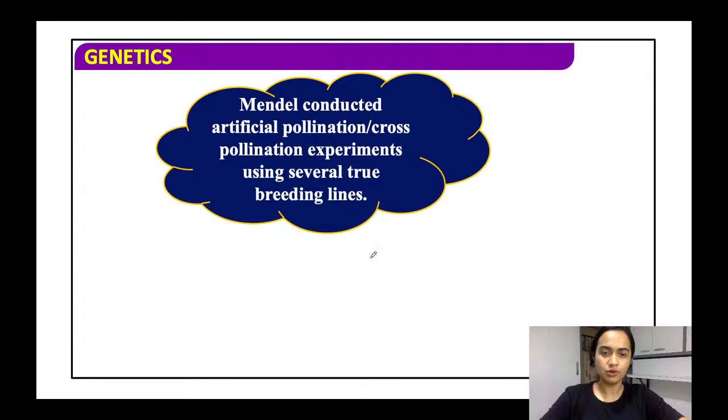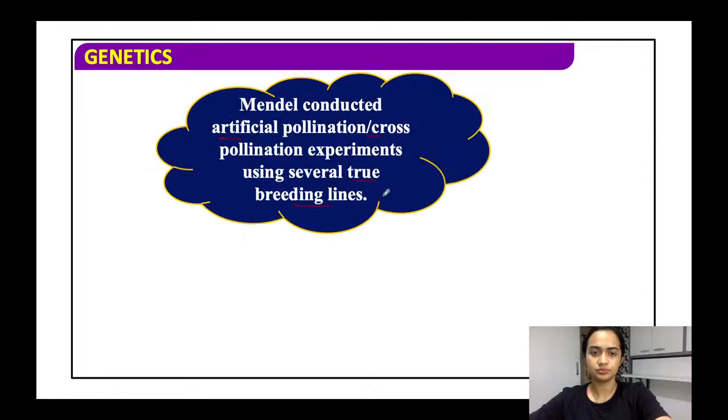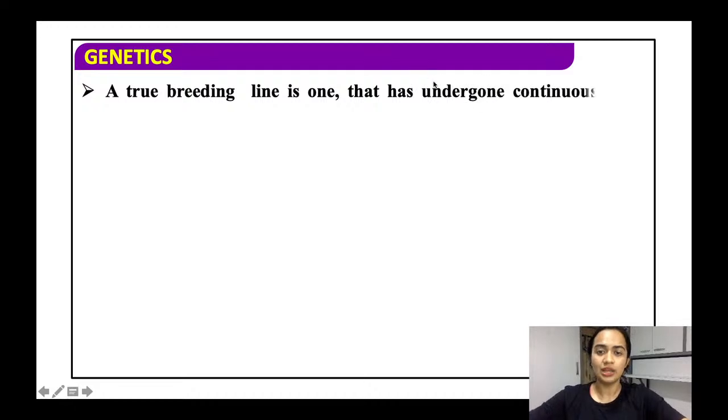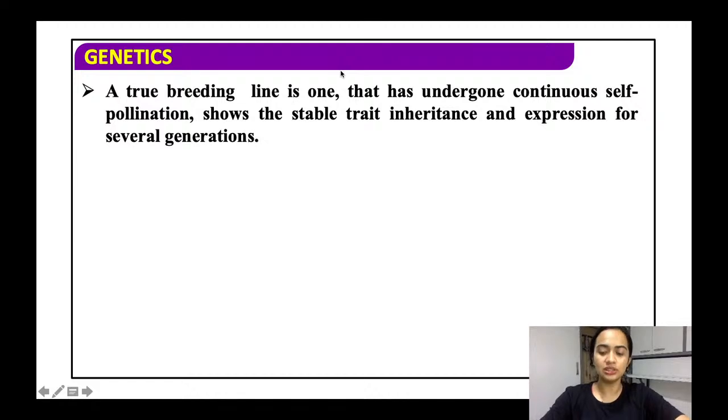Now, moving forward, Mendel conducted artificial or cross pollination, as I told, and he used several true breeding lines. By true breeding lines, I mean the plants that have undergone self pollination, and they will show the stable trait of inheritance and expression for several generations.